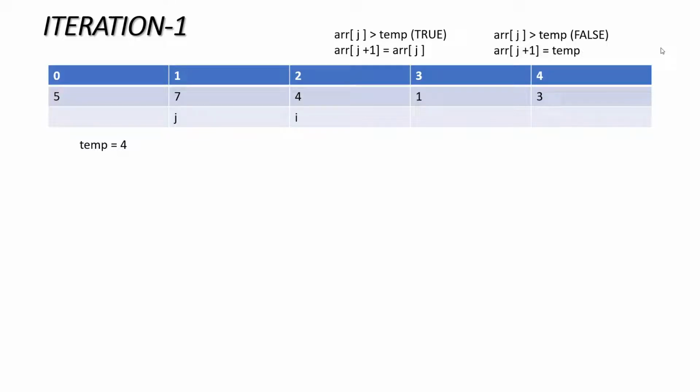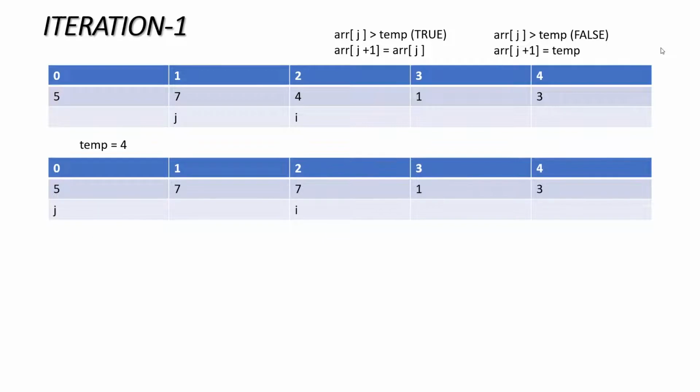Here the element at index j is 7 and temp is 4. Here 7 is greater than 4. That means the condition is true. Now what do I have to do? I have to insert the element at index j into index j plus 1. After inserting, here it looks like this. In the second index the element is 7 and in the first index also the element is 7.